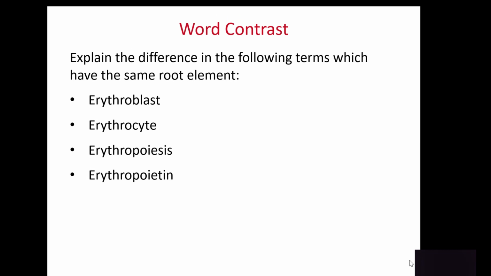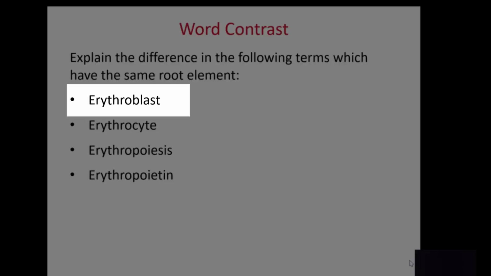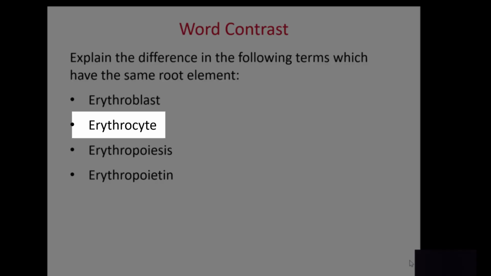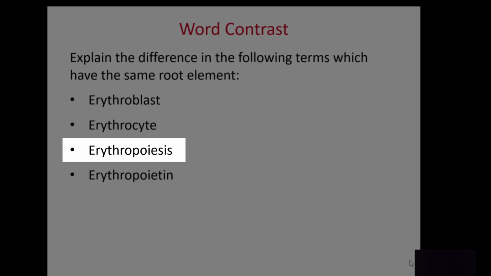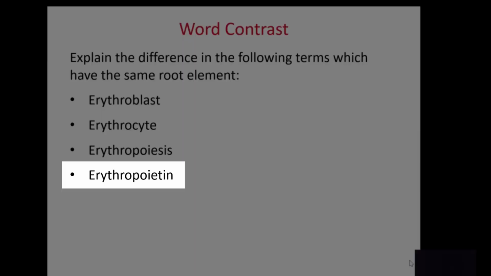These terms all have the same root, erythro, which means red. An erythroblast, remember, was a precursor to a red blood cell. An erythrocyte is a mature red blood cell. Erythropoiesis is the process or formation of red blood cells. And erythropoietin is the hormone secreted by the kidneys and liver that stimulates red blood cell production.